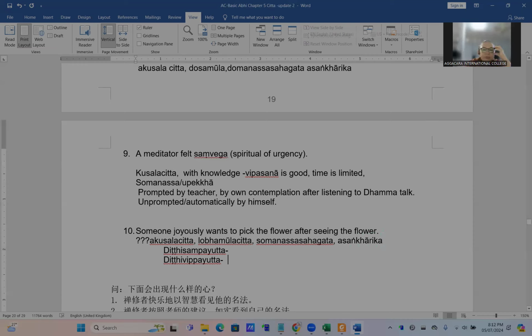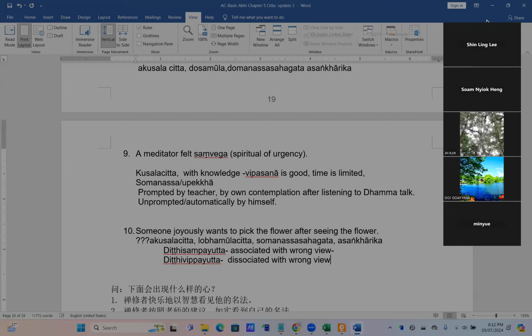Okay, now we think about wrong view. Now, associated with wrong view, what kind of wrong view can it be? Normally we talk about wrong view with karma. So do you think it's with wrong view or disassociated from wrong view? Okay, for those who learn. So this is the last one already, so I try to finish it. Anybody try? Vira, what do you think? Is it with wrong view or without wrong view?